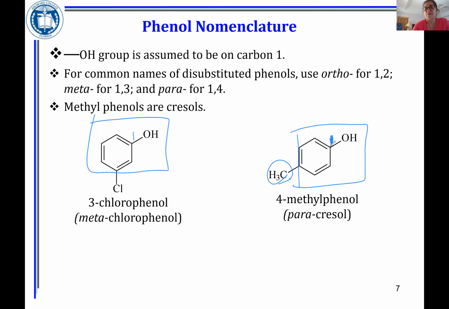So it would be 1, 2, 3, 4, and 1, 2, 3, 4, both sides same choices. So you have 4-methylphenol. And then in this case, you have 3-chlorophenol. So you don't have to bring the number. And also when you say phenol, it is understood that it is a benzene ring attached to OH.